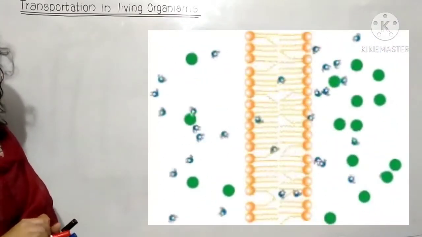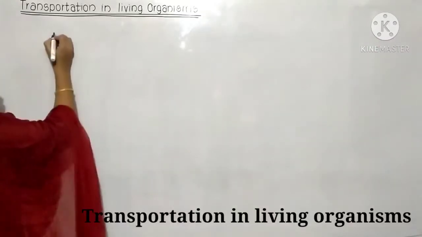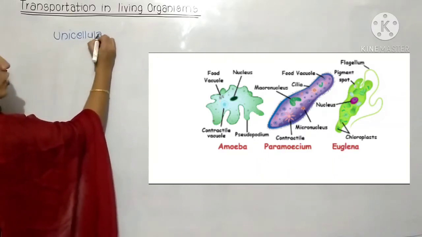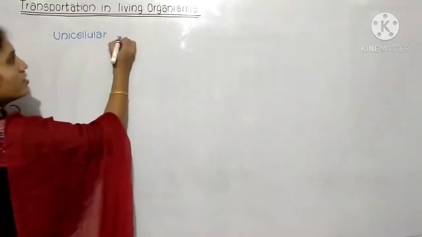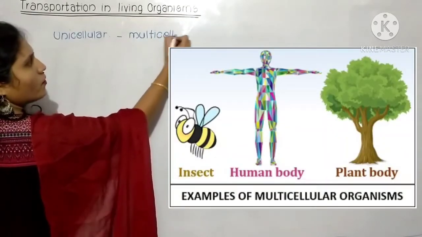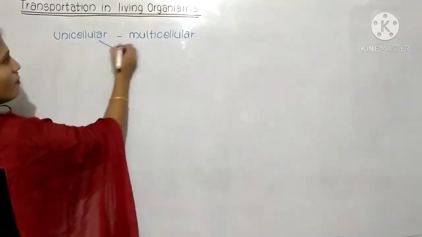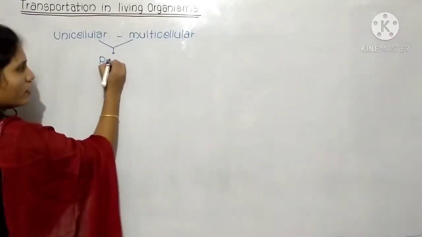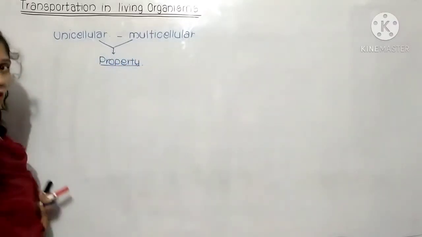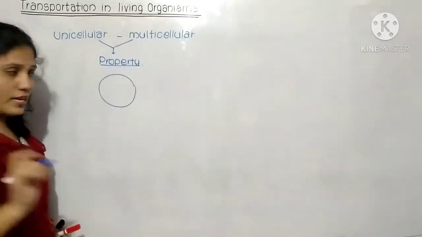In the transportation of living organisms, either the organism is unicellular or multicellular, any one of these. In both of these organisms, both of them have one property. Which type of property do they have? Through that property, suppose this is one of the organisms.